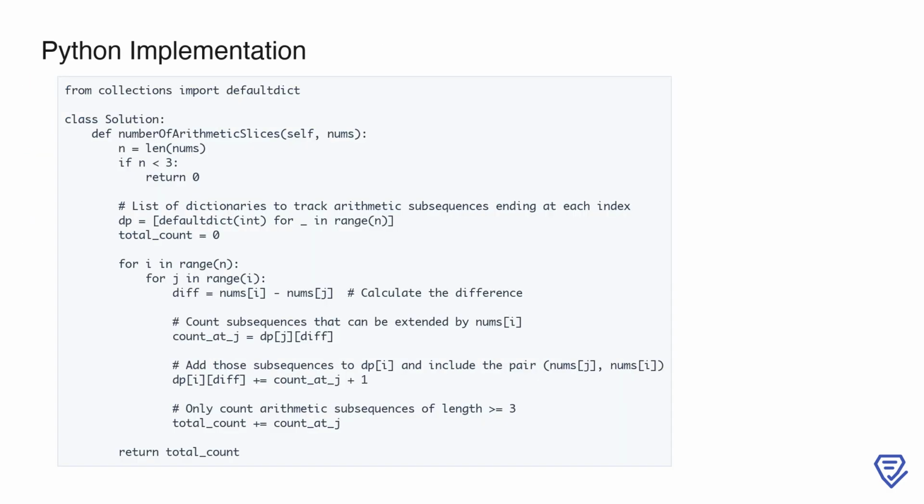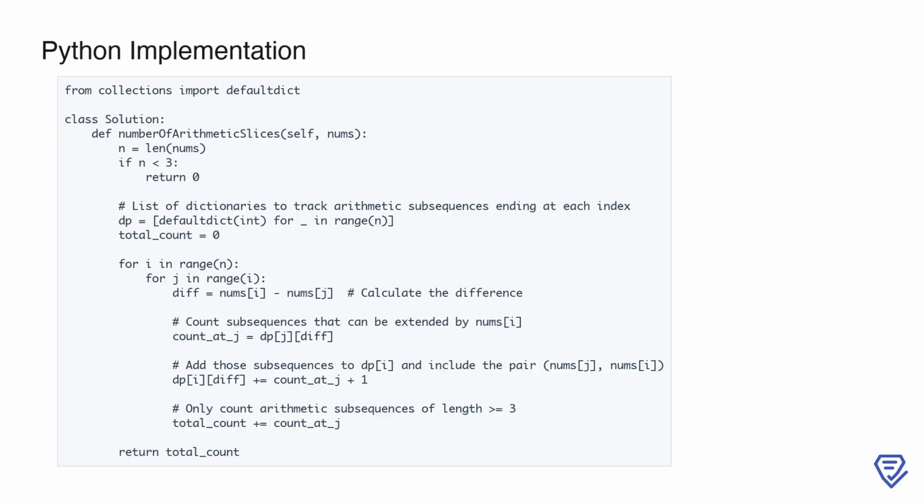The provided solution efficiently calculates the total number of arithmetic subsequences in the given list nums using dynamic programming. Here's a detailed explanation. 1. Initialization. The code starts by checking if the array length is less than 3.